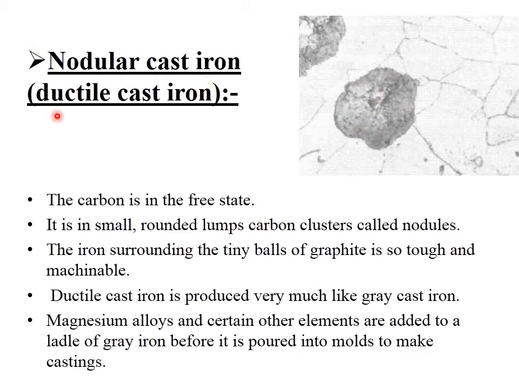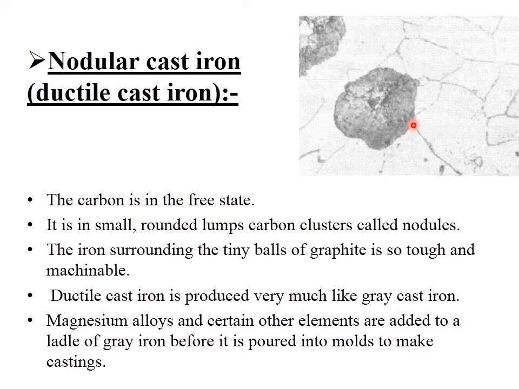And this nodular cast iron or ductile cast iron is produced almost similar to the gray cast iron. The only difference is that sometimes some magnesium alloys are added when we are manufacturing or producing this nodular cast iron through melting in a furnace. So that is the only difference. More or less it is similar to the gray cast iron. Carbon is free, but the shape of the carbon is in a nodule shape.